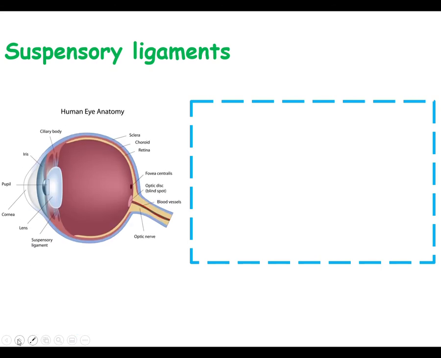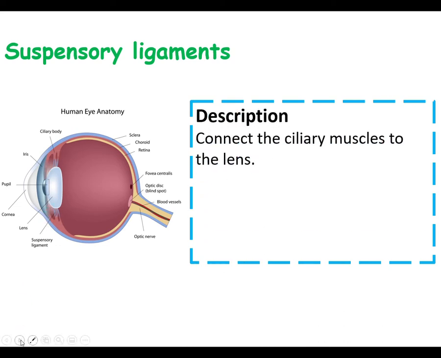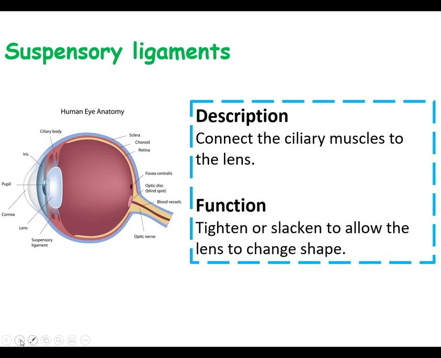Now the suspensory ligaments are located here, and they are what attach the muscles of the ciliary body to the lens. If you remember anything from your year 8, ligaments do not stretch, okay? They are nice and tight, so when the muscles contract or relax, they will either slacken or tighten, and that will allow the lens to change shape. And again, we'll do more about this next lesson.